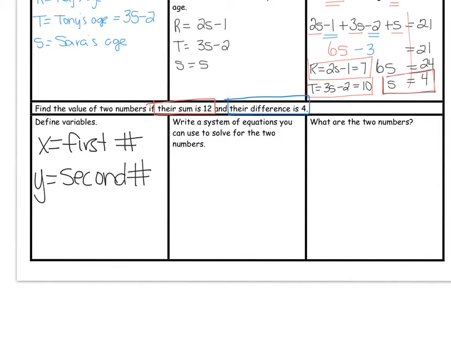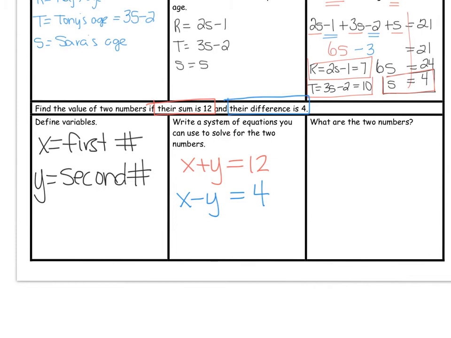So let's go ahead and write our system. Find the value of two numbers if their sum is 12. So I need the sum of x and y is 12. Our second equation is find the value of two numbers if their difference is 4. So x minus y equals 4.